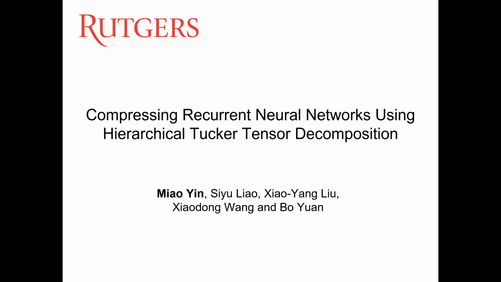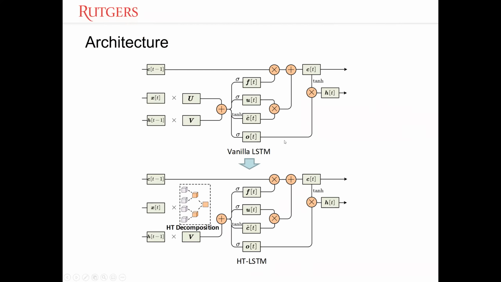HT decomposition brings a strong hierarchical structure to the decomposed RNN models, which is very useful and important for enhancing the representation capability. From this architecture, compared with vanilla LSTM, the proposed HT-LSTM decomposes the input to hidden layer to HT format, while keeping the hidden to hidden layer the same as vanilla LSTM.